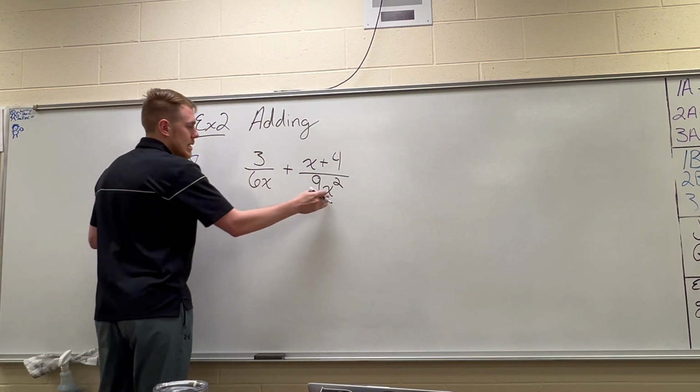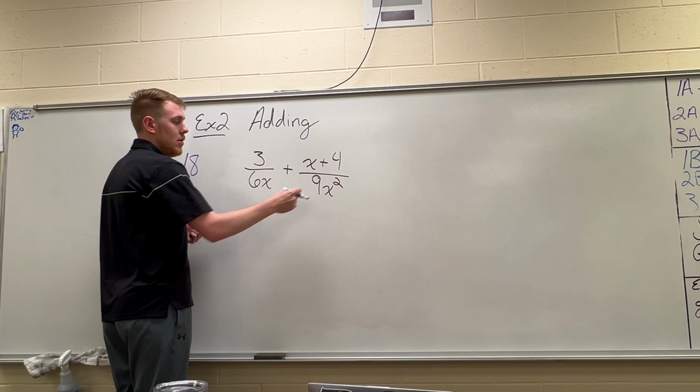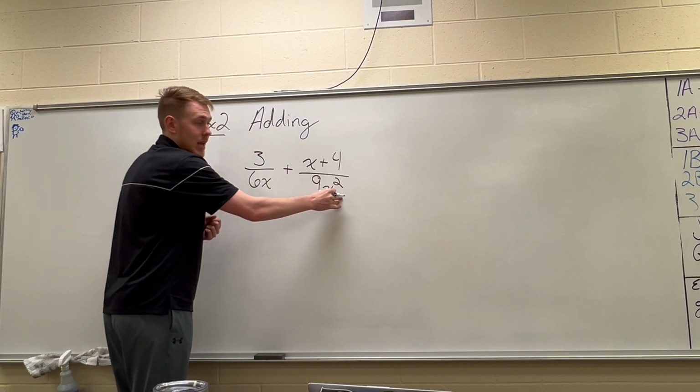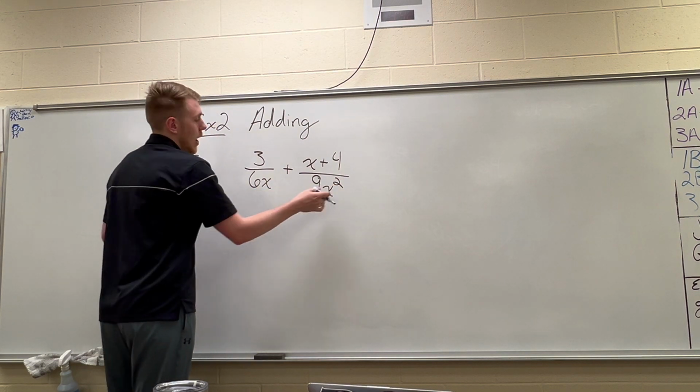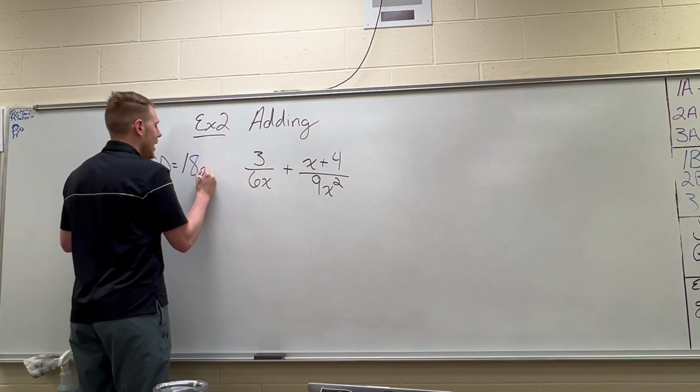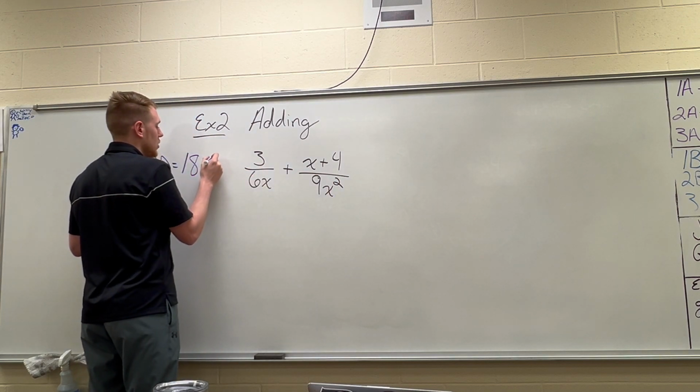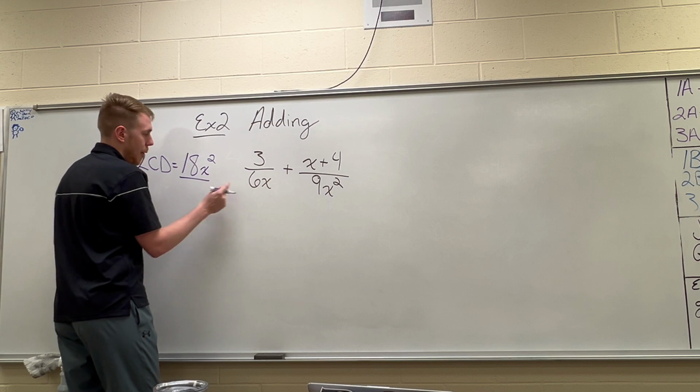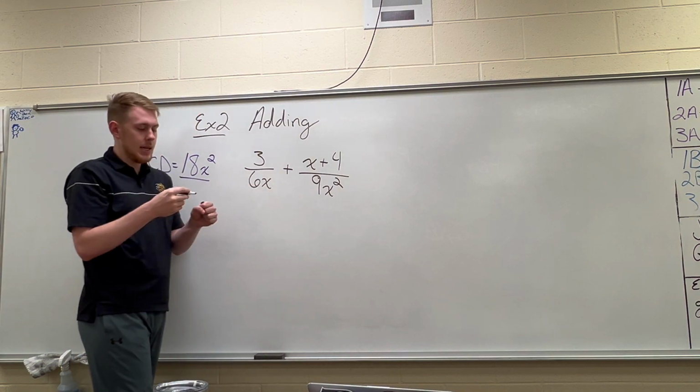This has an x and this is an x squared. So the lowest number of x's that this one can get to is x squared. I can't take an x away. So my least common denominator is 18x squared. So I need to get both of these to come out to be 18x squared.